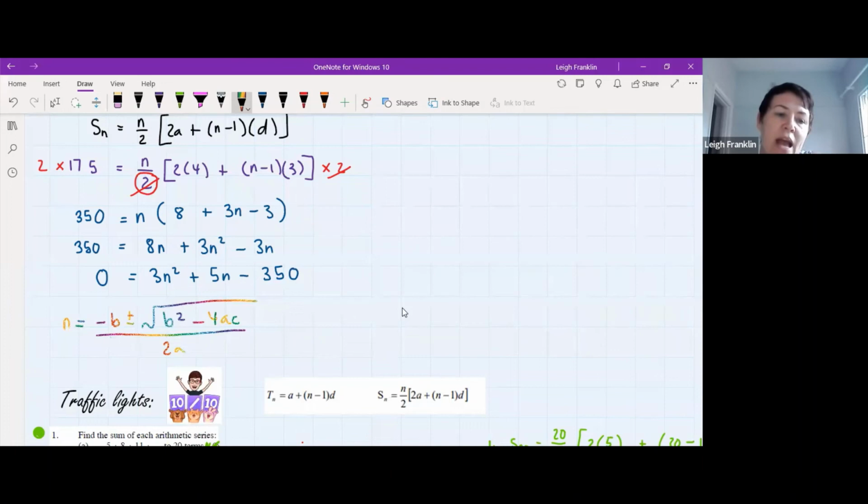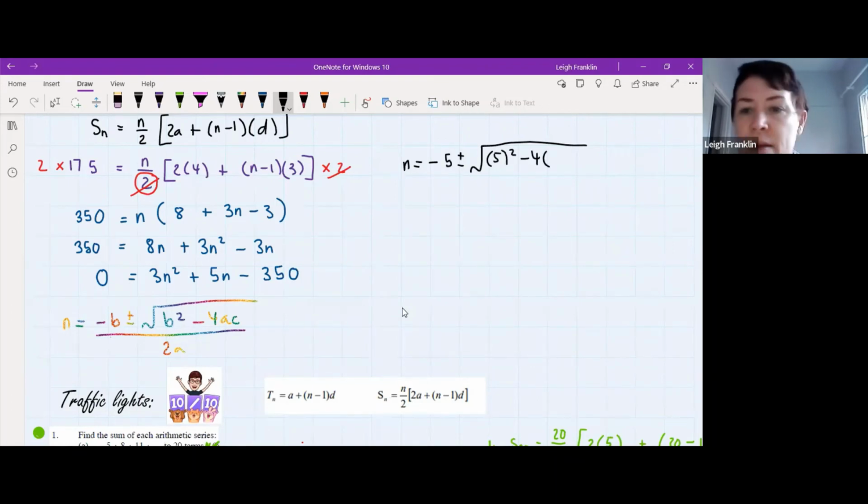Now, we don't actually have to write the quadratic formula down, but we've got to show where we subbed in. I don't have to write what I've done in these different colors, but I do have to show the next step. So I'm going to write up here now: n equals, this I must show, negative 5 plus or minus the square root of 5 squared minus 4 times a, which is 3, times c, which is negative 350, all over 2a.